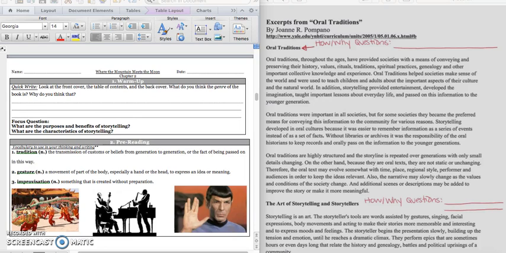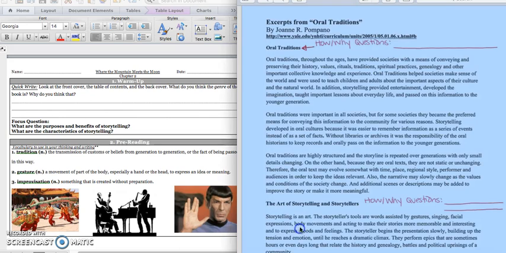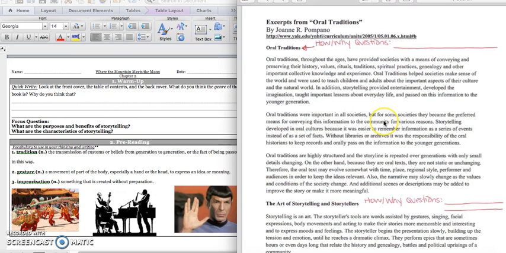Good afternoon, fourth grade. We are going to continue reading Where the Mountain Meets the Moon later on today. But first, we have another text we want to discuss. It's called Oral Traditions.